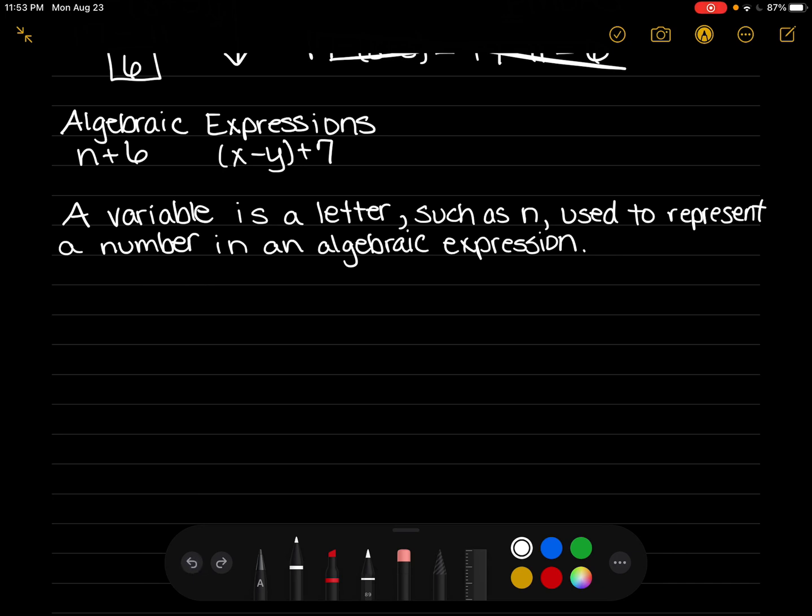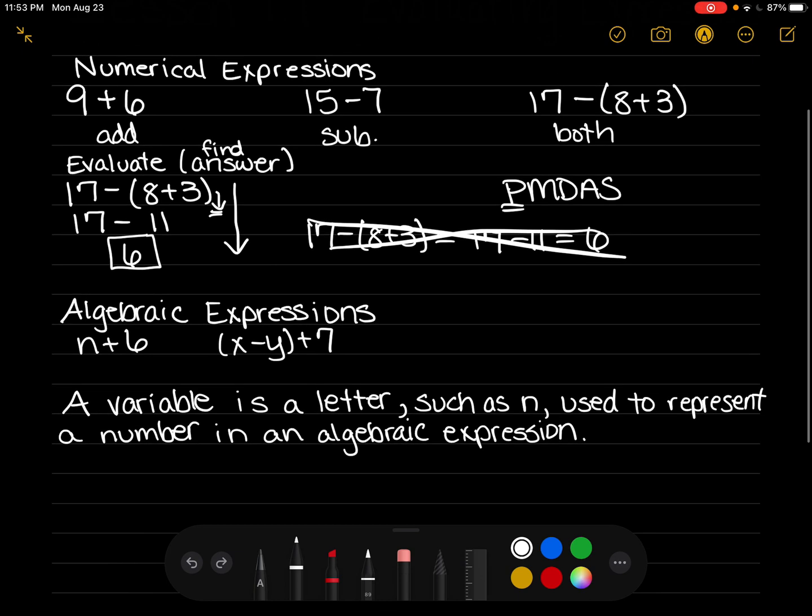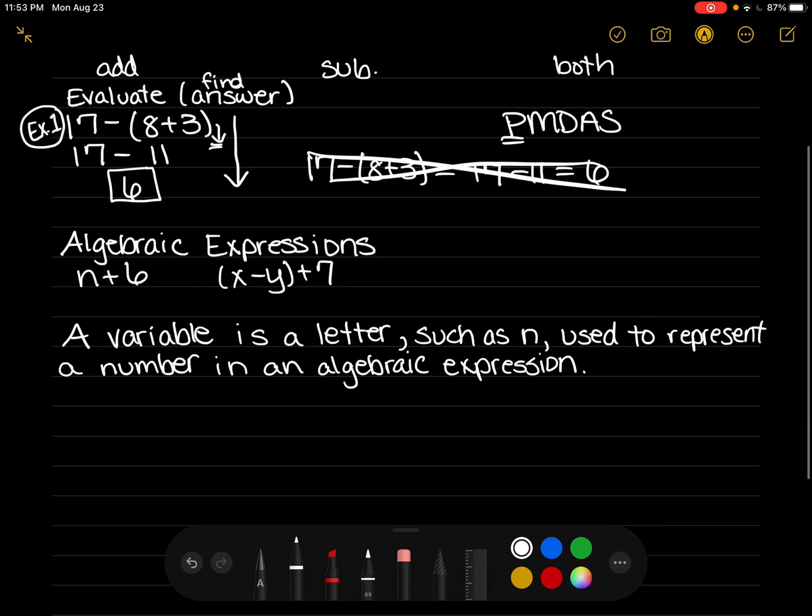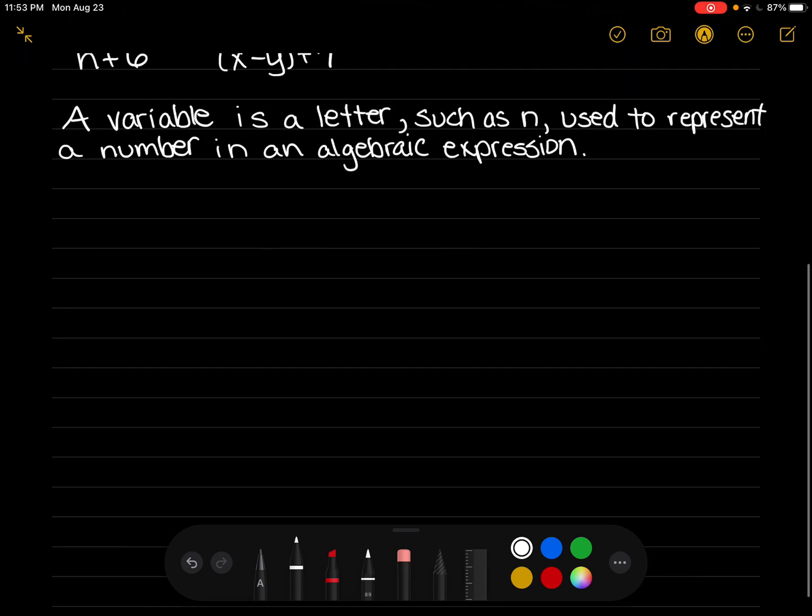Okay, so let's go through what you're going to be doing today. I did not write this correctly. This one should have been example 1. Sorry. So let's move down here to example 2. In example 2, it says evaluate. Remember what evaluate means? It just means to answer the problem. So evaluate n plus 6 for n equals 8.